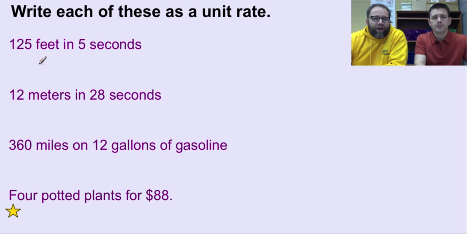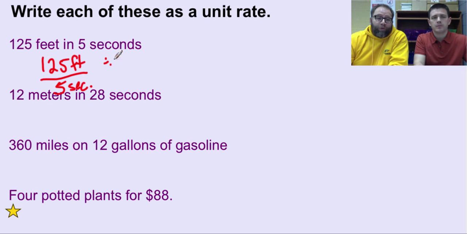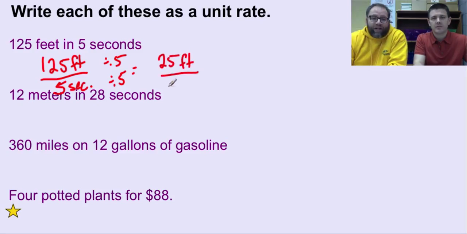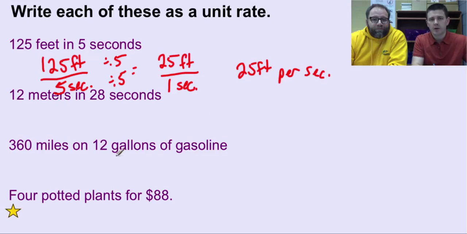So the first one, we've got 125 feet in 5 seconds. So we'll make 125 feet our numerator, 5 seconds our denominator. Then we'll divide both numerator and denominator by the denominator. And we have 125 divided by 5 is 25, giving us 25 feet in our numerator, and 5 seconds divided by 5 is 1 second in our denominator, which gives us a unit rate of 25 feet per second. So feel free to write your final answer in either form there.